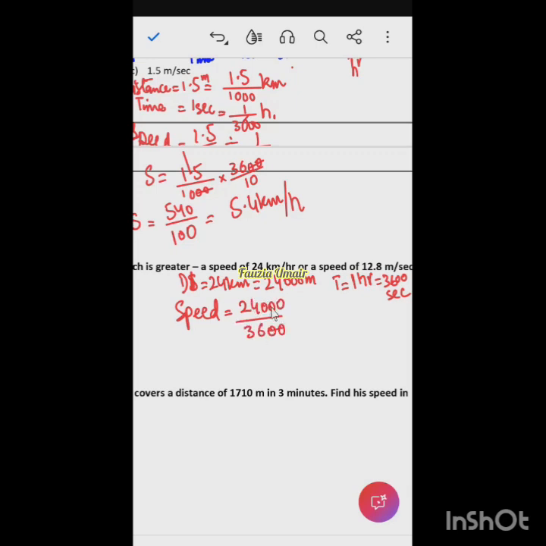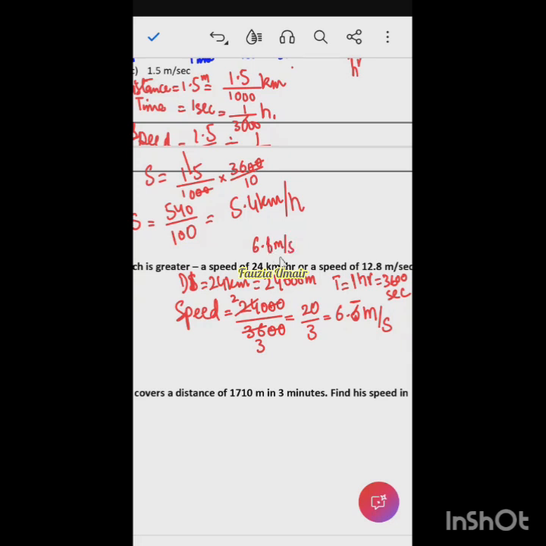Just cancel the two zeros. So now it can go on 12. 12 twos are 24, 12 threes are 36. So we are left with 20 by 3. So 20 by 3, if we convert it, what is it? 3 sixes are 18, 6.2, 6.6 with the bar. It's a recurring decimal, right? 6.6 with a bar, and the unit would now be meter per second. So this 24 kilometer per hour is basically 6.6 meter per second.